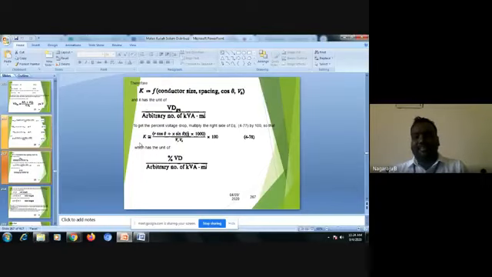Conductor size, spacing, power factor, and base voltage. This is about the K value, and it has units of volts per kVA meters or miles. This is about the calculation.